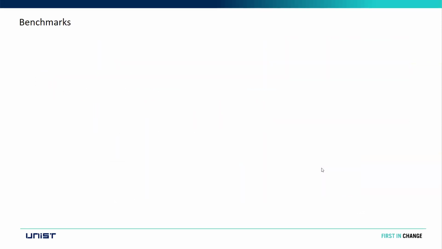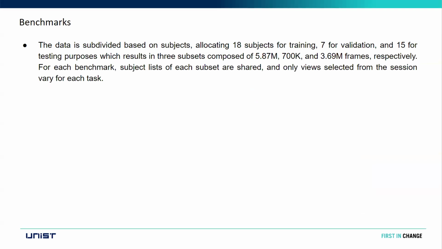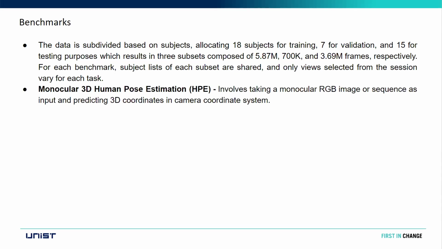So now we come to the benchmarks. They do some experiments on their dataset. First they divide the data based on subjects, allocating 18 subjects for training, 7 for validation, and 15 for testing purposes. This results in 3 subsets composed of 5.87 million, 706.69 frames respectively. For each benchmark, the subject lists of each subset are shared, and only views selected from the session vary for each task.